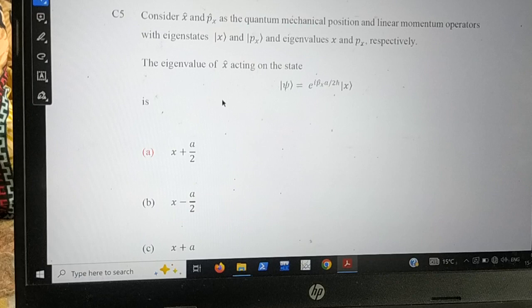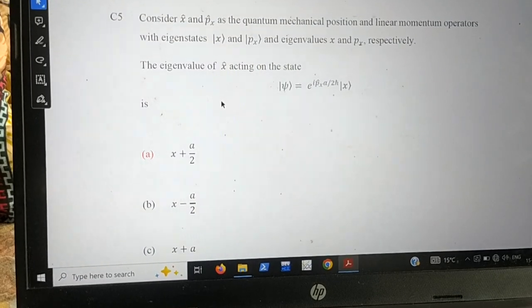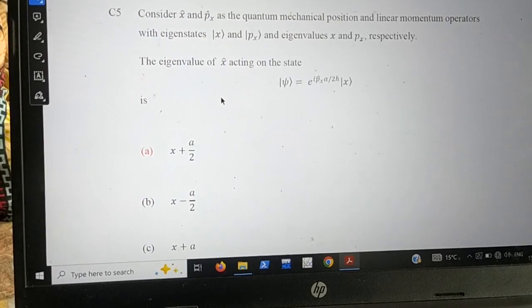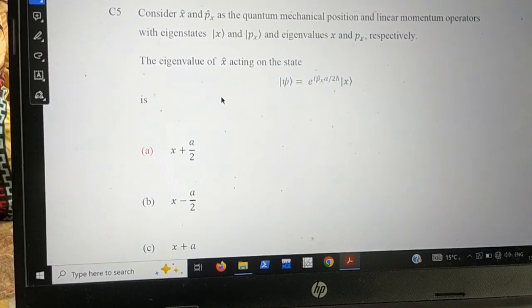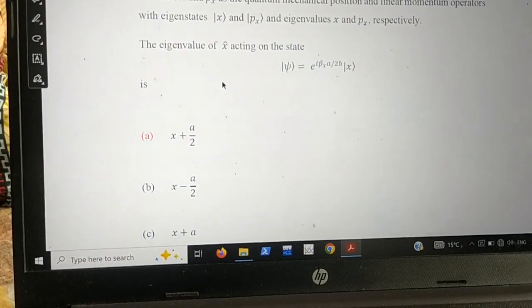State is actually a translation operator. So the answer is x plus a by 2. You can see that there is a translation of a by 2. This is pretty much simple.